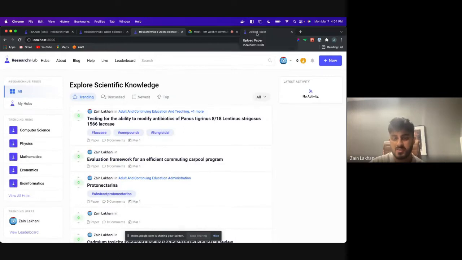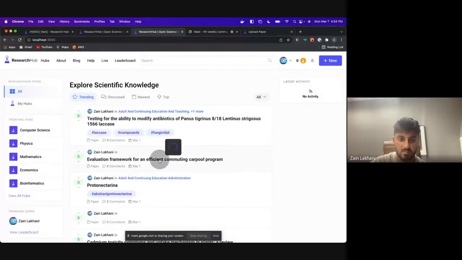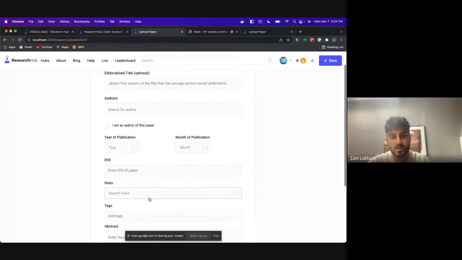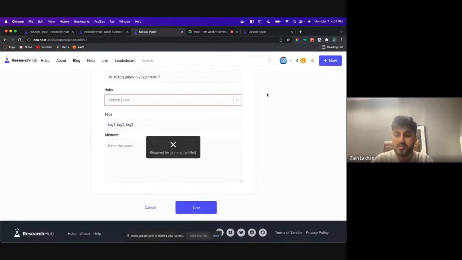And then in terms of actually using tags and setting them up, when you're uploading a paper or editing a paper, it works sort of how you'd expect, similar to Reddit or Stack Overflow, if you guys are familiar with that. You just edit the paper, you write the tags separated by commas, so like tag 1, tag 2, tag 3, and then you hit save.